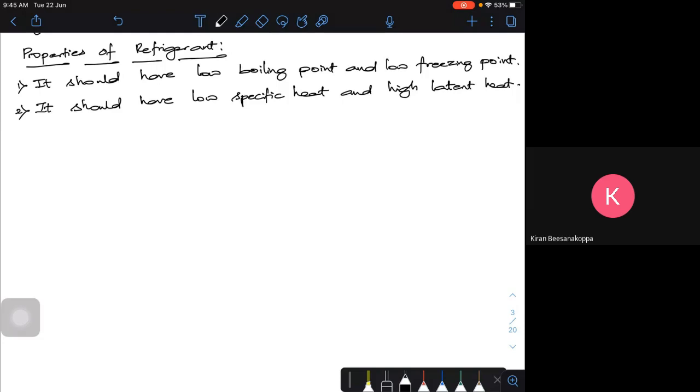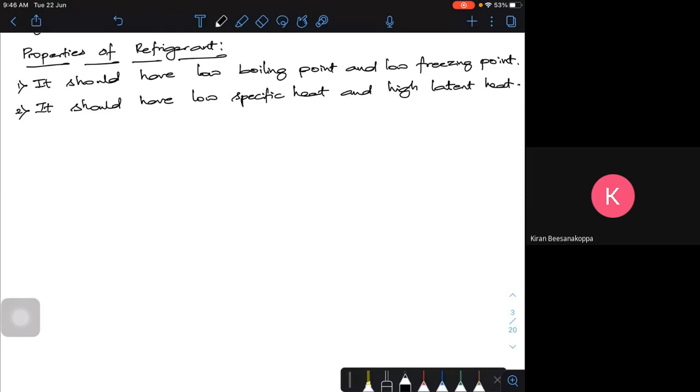At the same time, during the phase change, I will be able to absorb, or attain, or have a greater amount of heat. So that particular property is required for your refrigerant. Okay. Now, high specific heat, what is the advantage?